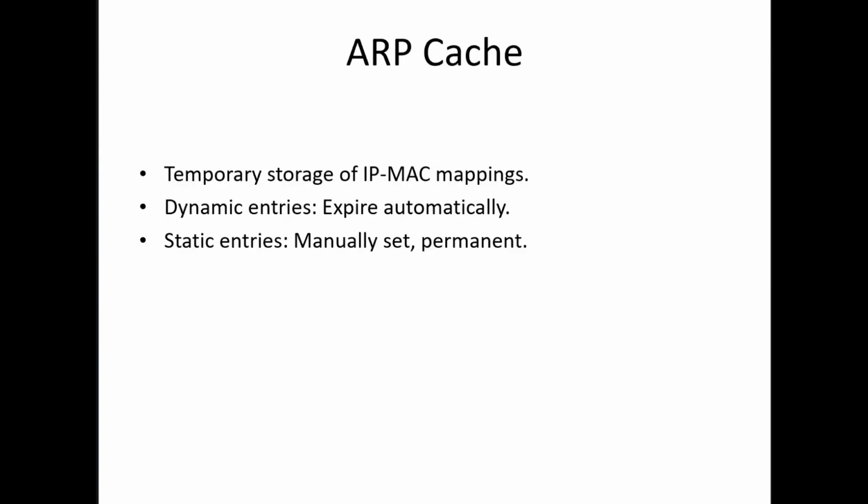Now, this all happens in milliseconds, and the user is not even able to notice. Since if we keep asking the same question, if we keep looking for the same IP addresses, then things can slow down. So devices always keep an ARP cache, which is a small memory where the IP to MAC mappings are stored. They're mainly of two types. First is the dynamic entries, which are the temporary ones that expire after some time, and the other is the static entries. These are the permanent ones that are manually set by the administrator.